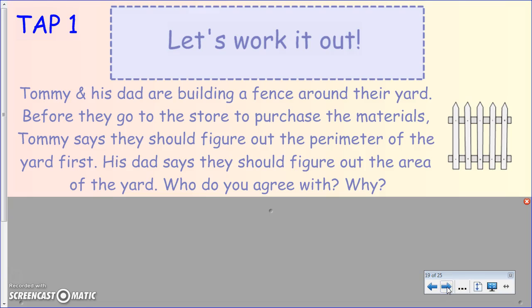All right, on the next section of your worksheet, we have the work it out. So Tommy and his dad are building a fence around their yard. Before they go to the store to purchase the materials, Tommy says they should figure out the perimeter of the yard first. His dad says they should figure out the area of the yard. Who do you agree with and why? So take a minute, write down your answer, and make sure you explain why you agree with either Tommy or his dad.